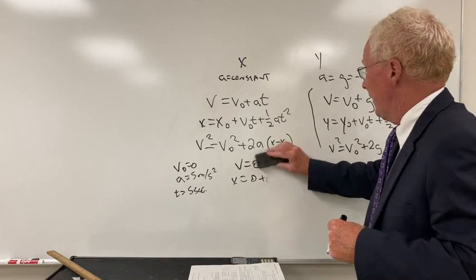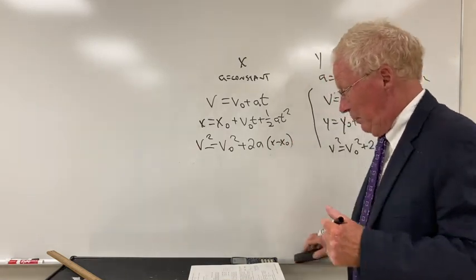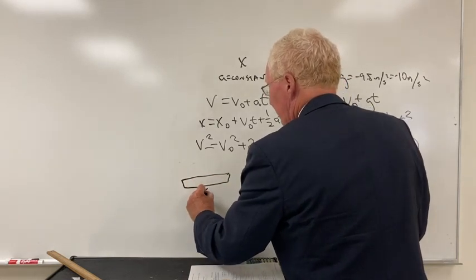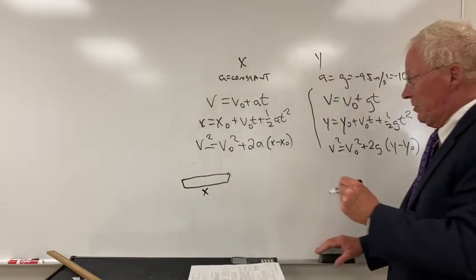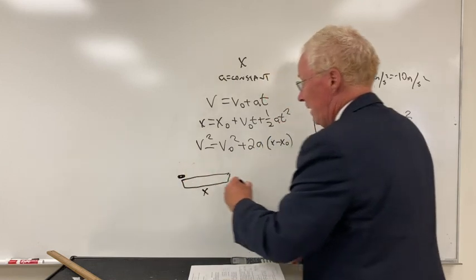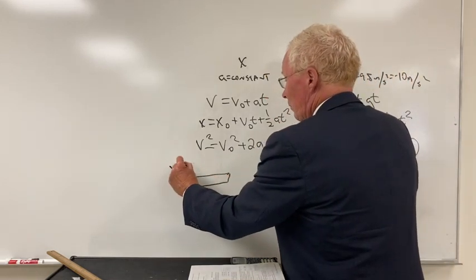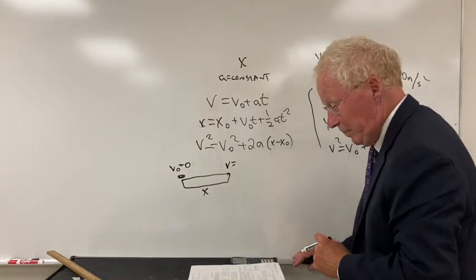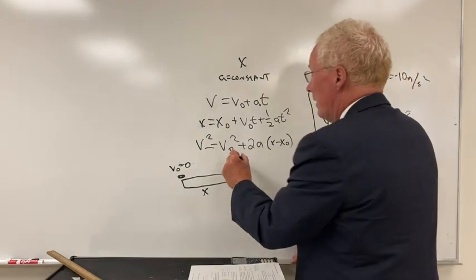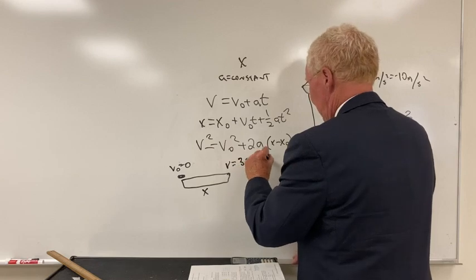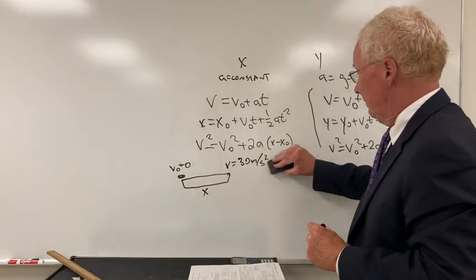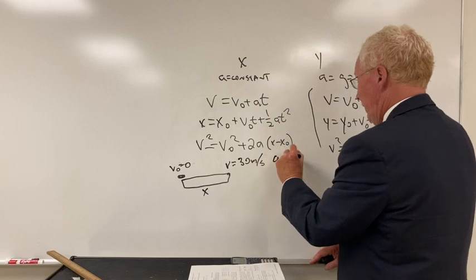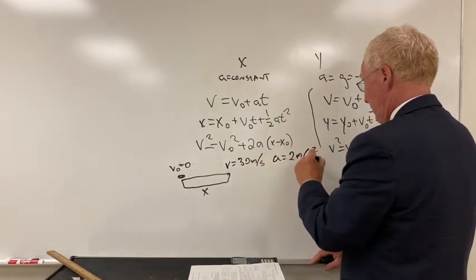Here's an example that might work. It's an example of a runway on an aircraft carrier design, and it has a certain length, x. The question is, it starts from rest, v0 is 0, and for it to take off, the velocity must be 30 meters per second. And it can accelerate with an acceleration of 2 meters per second squared.